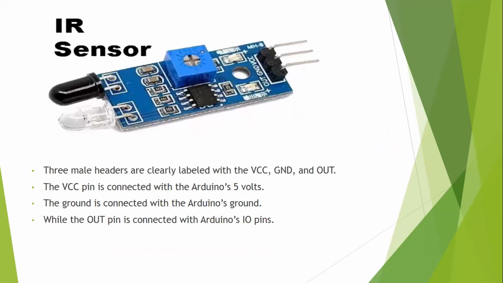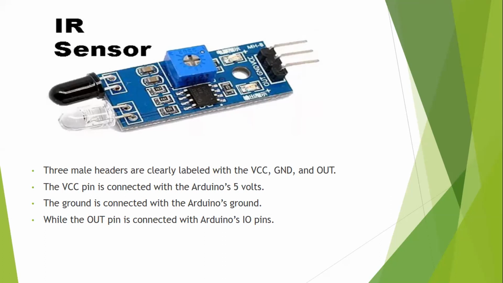Next is the IR sensor. Compared to other sensors, the IR sensor is very cheap and has only a three-pin connection. For any specific sensor, you need to connect multiple pins. If it's a digital sensor, you connect VCC, ground, S1, S2 or S3, serial 1, serial 2 pins. If it's an analog sensor, it comes with more pins, A1, A2, A3 or P1, P2, up to P8.